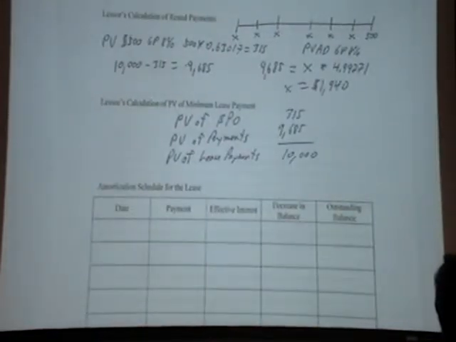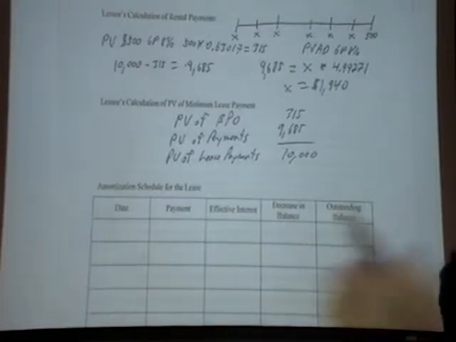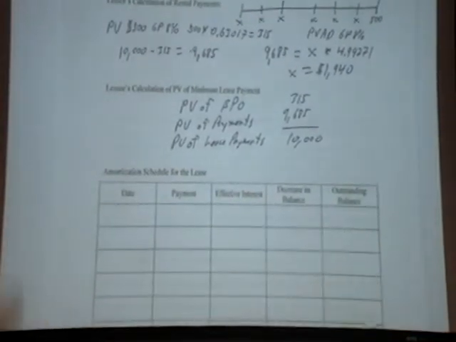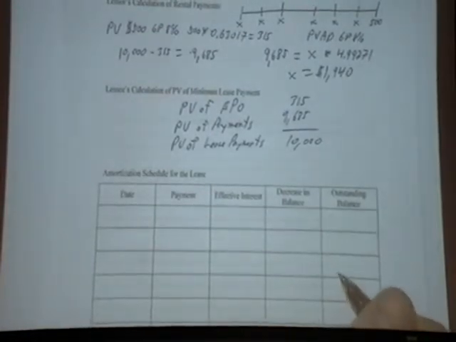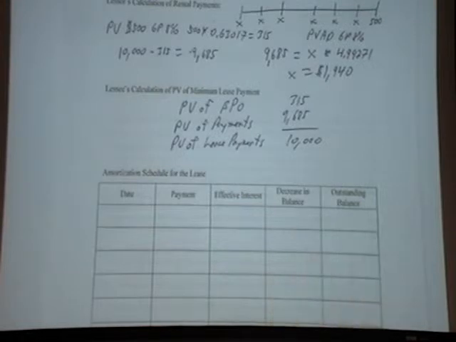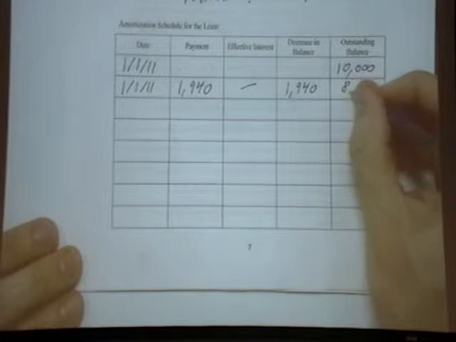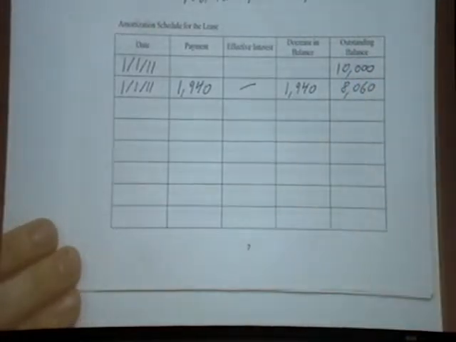Amortization schedule for the lease. So, the journal entries are going to be very similar to what we've already seen with the sales type and with the direct financing. We're going to do a couple of them on the next page, but we'll do this table first. So on 1/1/11, the outstanding balance is $10,000. On the same date, they're going to make a payment of 1940. No time has passed, so there's no interest associated with that. So the entire 1940 is going to reduce the carrying value. 1060 will be the new carrying value.